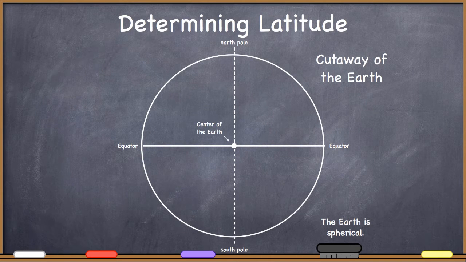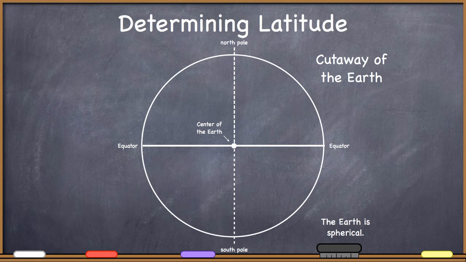So let's take a look at this. This is a circle here, but it's representing a cutaway of the Earth. So I just took the Earth and I cut it in half right from the North Pole down to the South Pole. So that's what you're looking at here. You can see we do have the North Pole and the South Pole, and then the equator is right across the center of the Earth. So whenever we give a latitude, we're actually giving an angular measurement from the equator all the way up to wherever it is that we're specifying the location of.